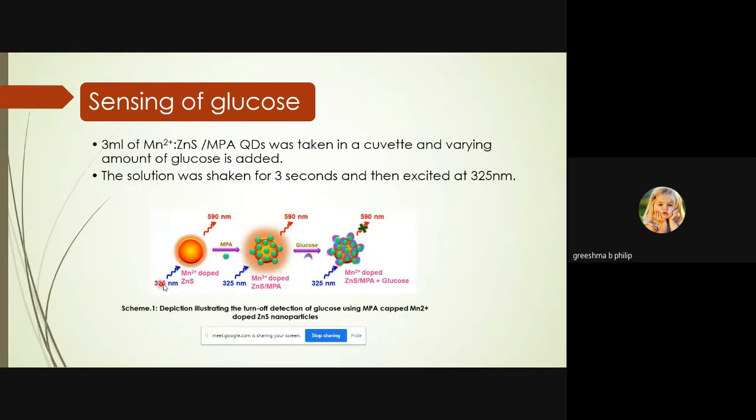Here, when we irradiate with the 325 nanometer wavelength, we can see 590 nanometer is emitted. And with the addition of MPA also, we get that 590 nanometer. But when we add glucose to it, we do not get this 590 nanometer. Here, actually, this 590 corresponds to the peak of the manganese ion.